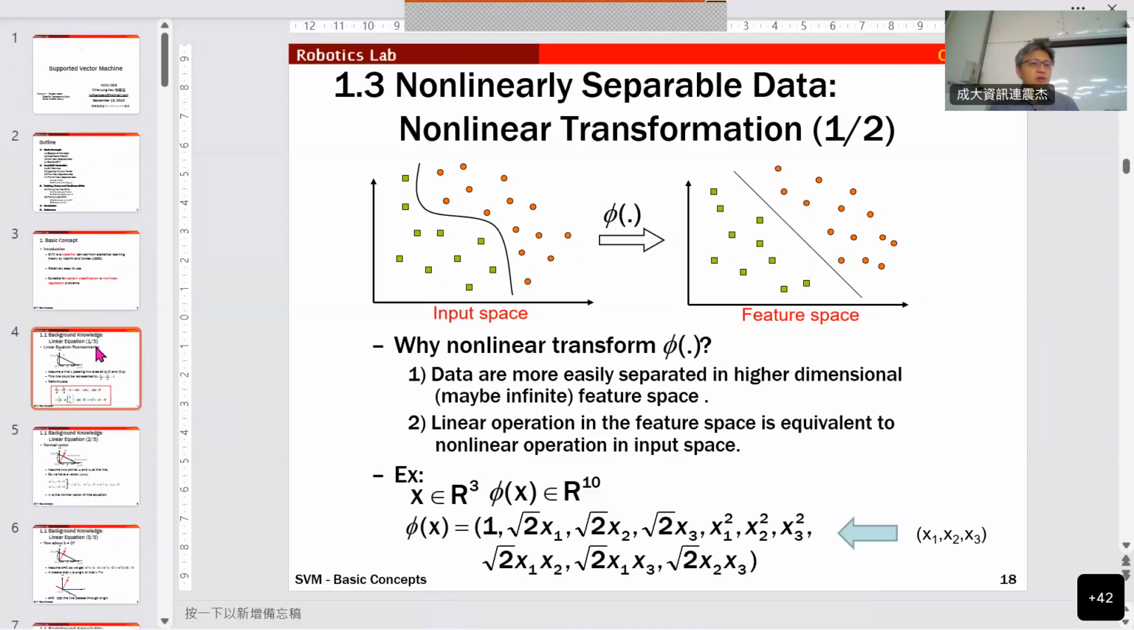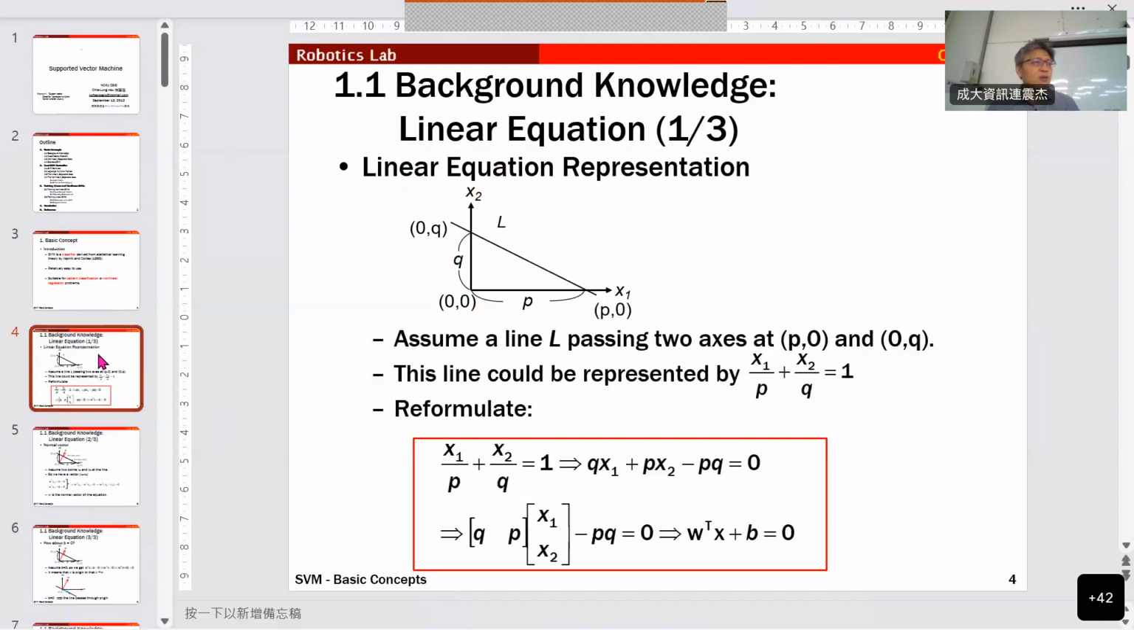Before we talk about this, I will teach you the linear algebra about a line. This is a line. It intercepts x1 at a distance p, and intercepts x2 at q. So the line equation becomes this one. But you don't need to worry about p and q, just so that you know. The line equation looks like this.